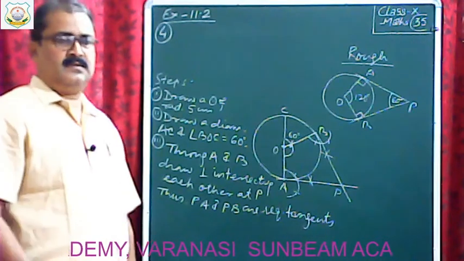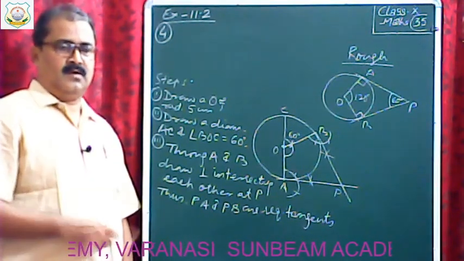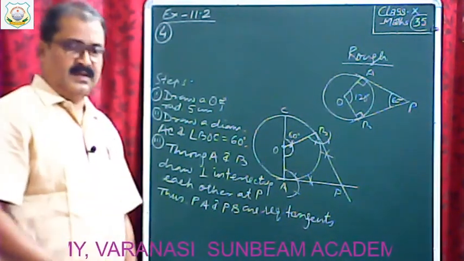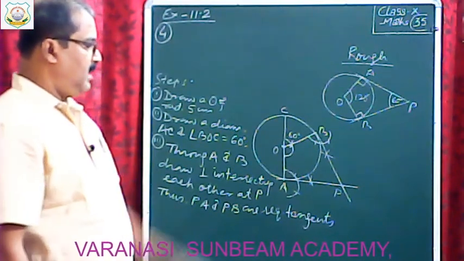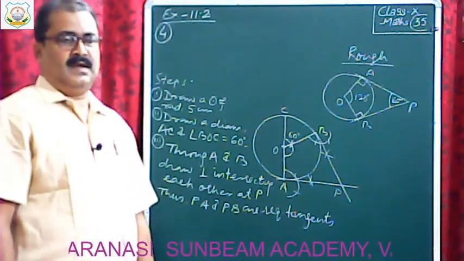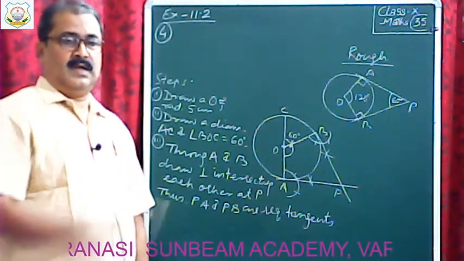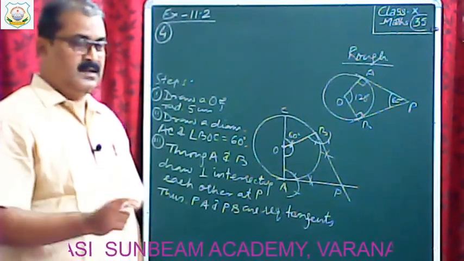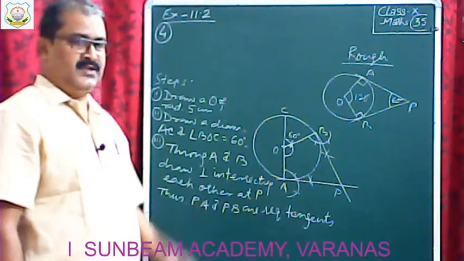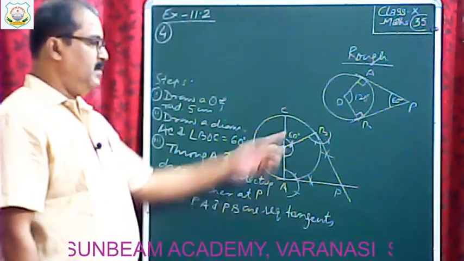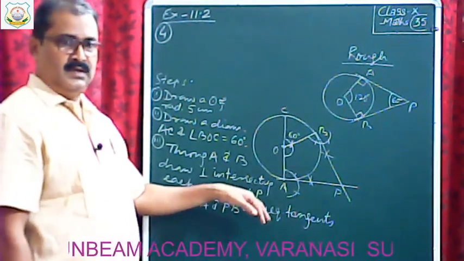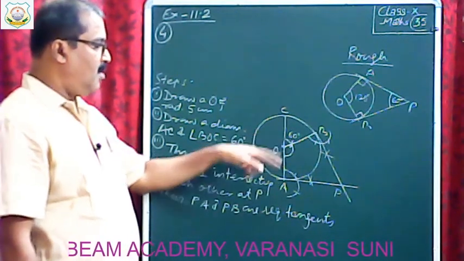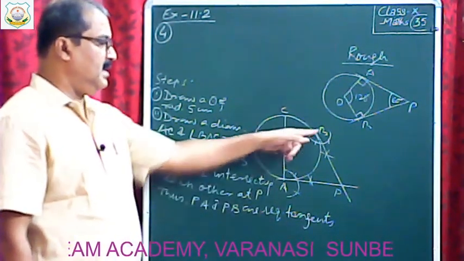Nothing else. First of all, you have to draw a circle of 5 centimeter radius, as given, and thereafter draw any diameter. Thereafter, you have to draw the angle of inclination given in the question, that is 60 degrees, taking the center as the initial point, and the supplement of 60 is 120. The arms of the 120 degree angle intersect the circle at A and B.